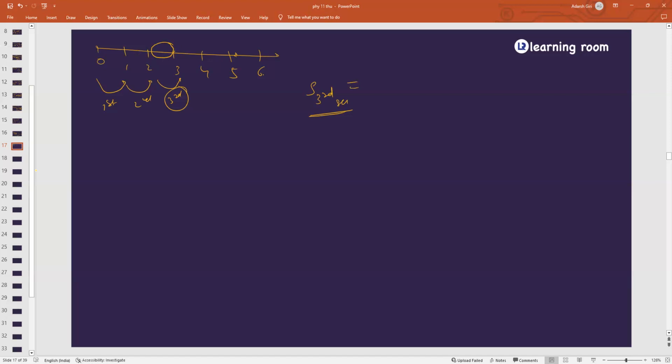So what will you do? You'll take the distance traveled in all 3 seconds minus the distance traveled in all 2 seconds. This is how you will be doing it. But there is a direct way to solve this, and that formula is S of nth, the distance traveled in nth second. That is u plus a by 2 into 2n minus 1.